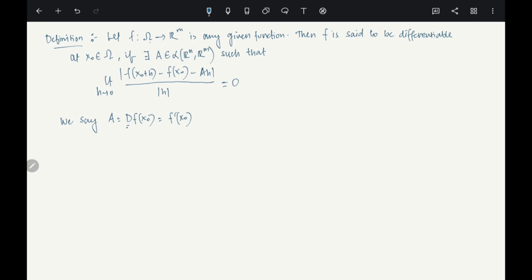Now if it is differentiable at every point x naught in omega, then of course it is differentiable in omega, so that is always there. You guys already know that, I am not doing that. Please remember this, the modulus in the numerator, the norm here, is in Rm, okay, and the norm in the denominator is in Rn, okay.